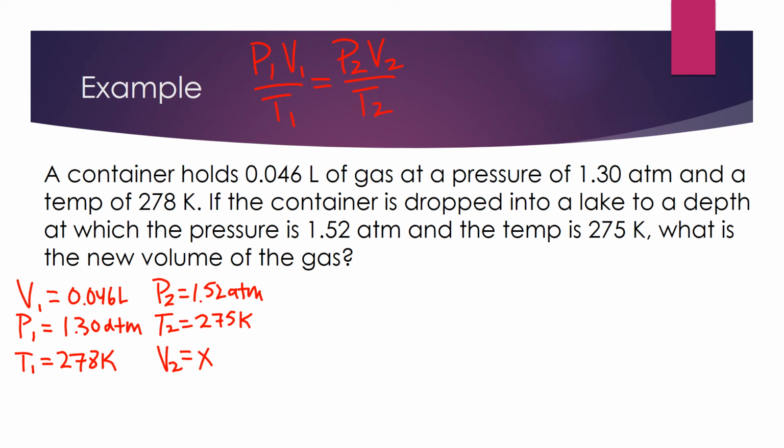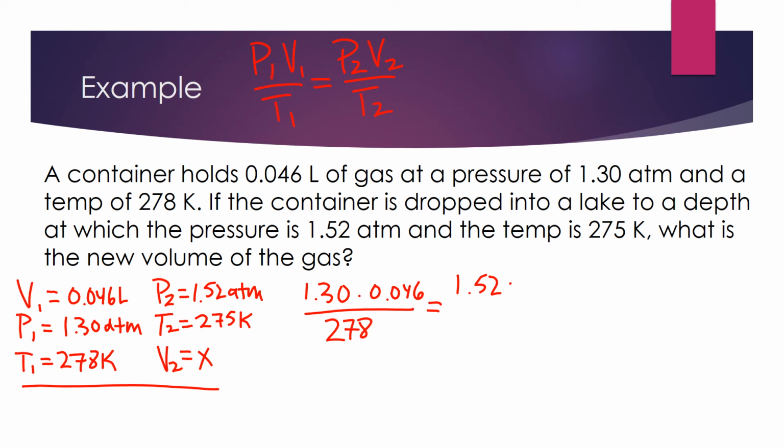So now that we've labeled our variables, it's rather easy to plug them in. So P1 is 1.30 times V1, which is 0.046, divided by T1, which is 278. And that equals P2, which is 1.52, times V2, which is X, over T2, which is 275. So again, in order to solve for X, we're going to cross multiply.